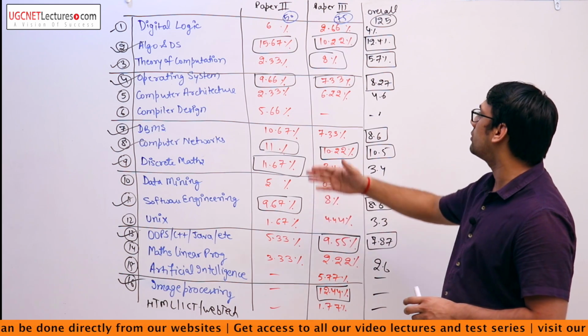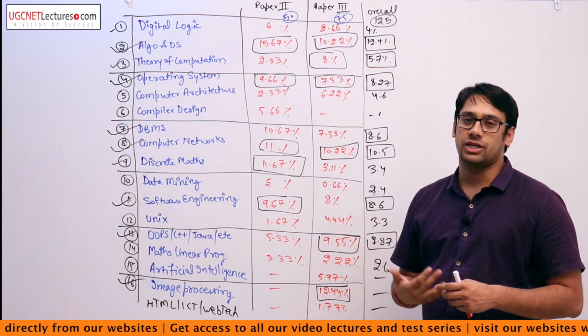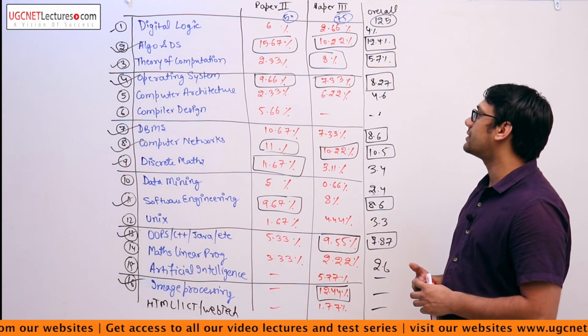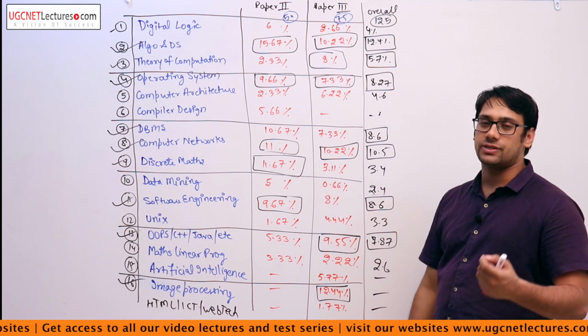Again, for theory of computation, there are 8% questions in paper 3 of the UGC-NET examination, which is again considered very important.